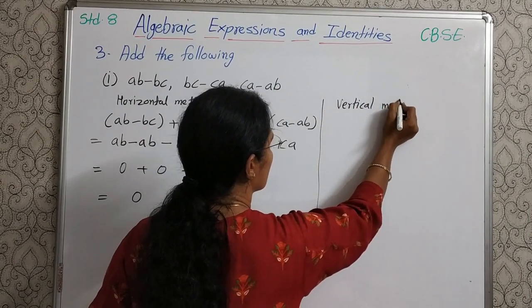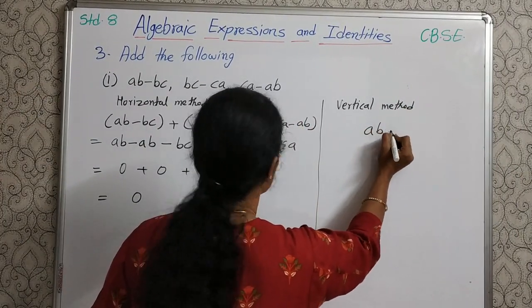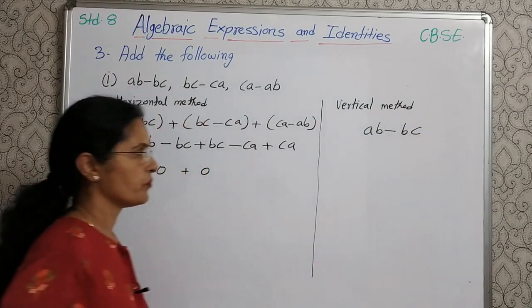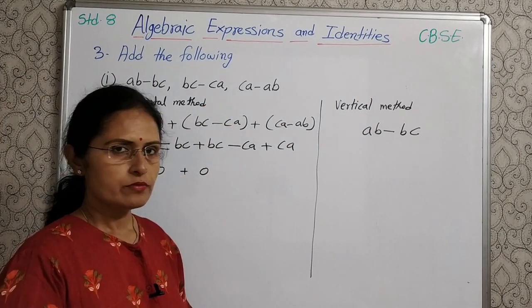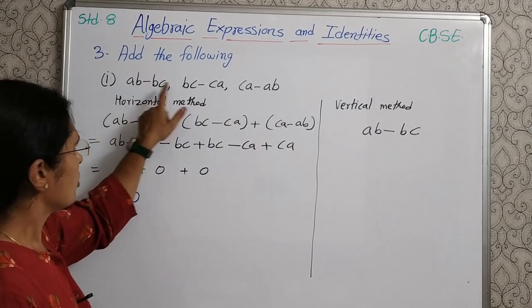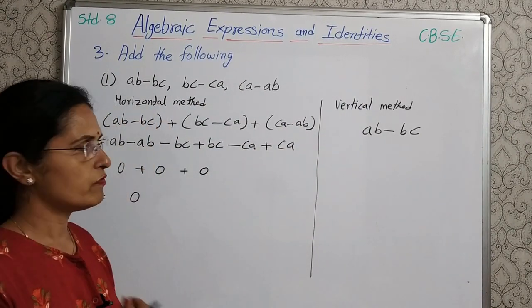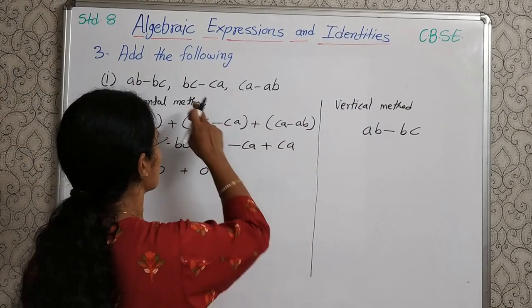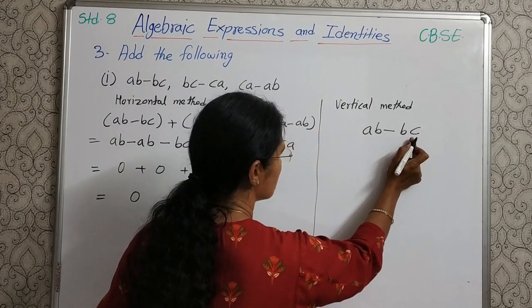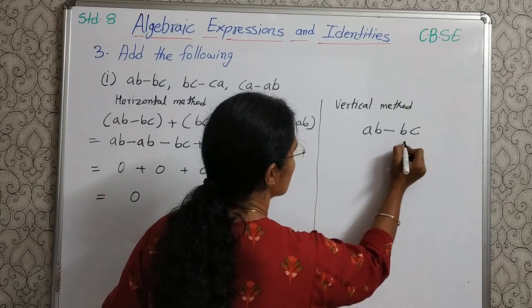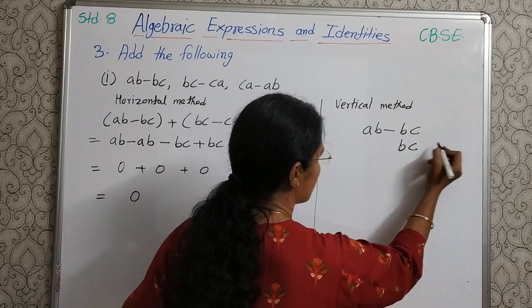Vertical method. First expression is AB minus BC plus BC minus CA. Now for vertical method we write all the three expressions in three different rows and we write the like terms one below the other. So here the second expression BC minus CA. So this BC we write below this term, minus BC. So here BC minus CA. Now there is no CA term, so we'll write it.